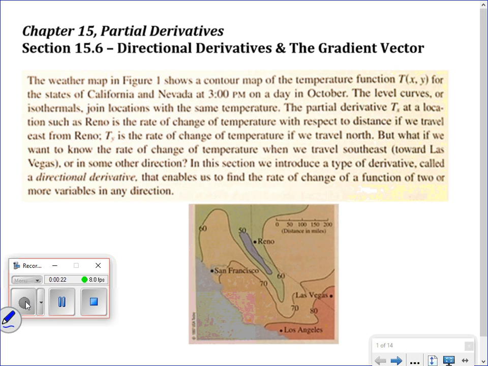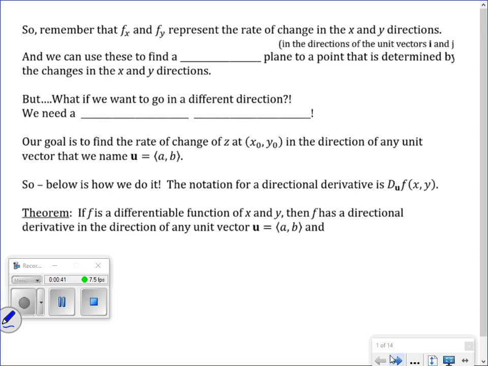And we had the ability to go in the x direction or the y direction, but we never have had the ability to go like, let's say I want to see how it's changing as I move towards San Francisco, like in a different angle. And so we're going to find the directional derivative. And so that will allow you to go in whatever direction you like. All right, so here we go.